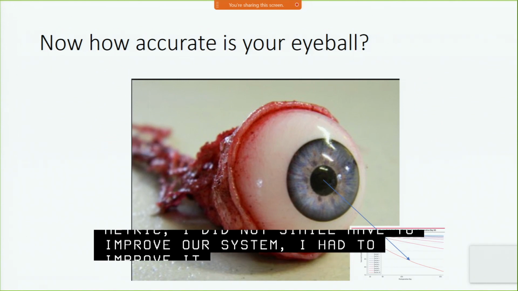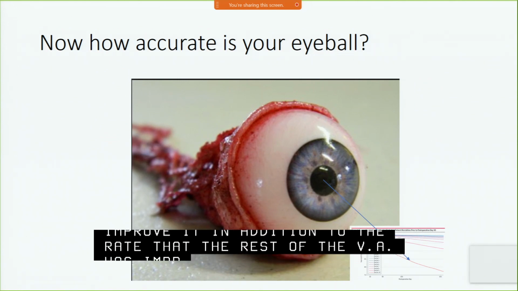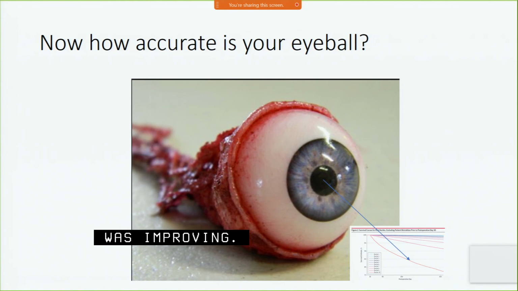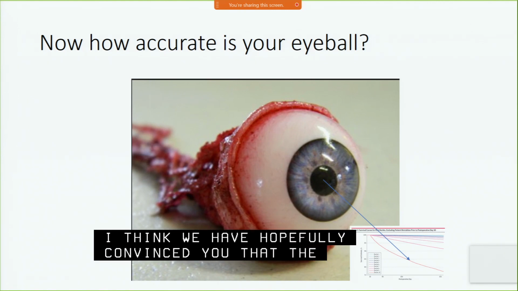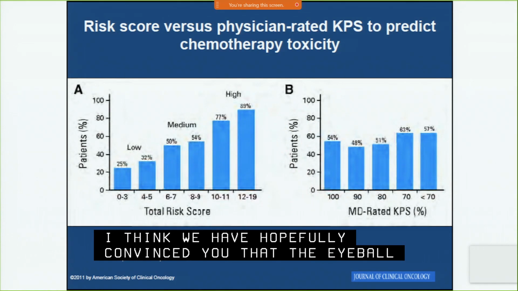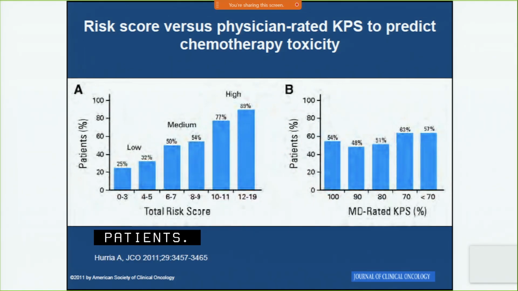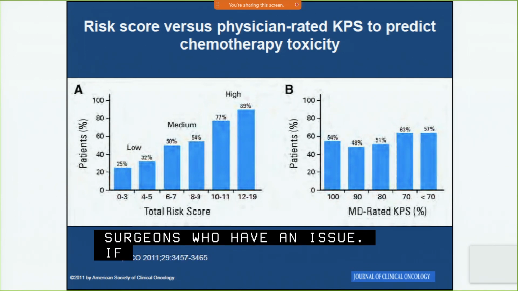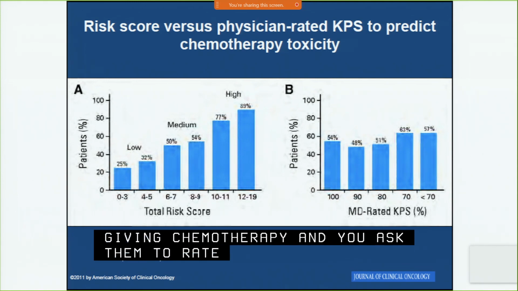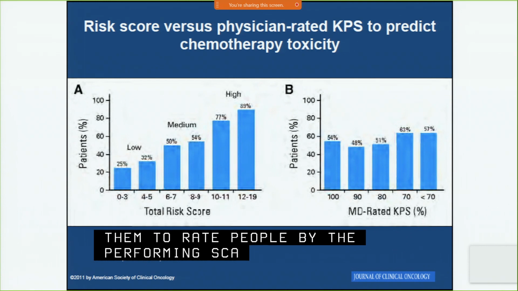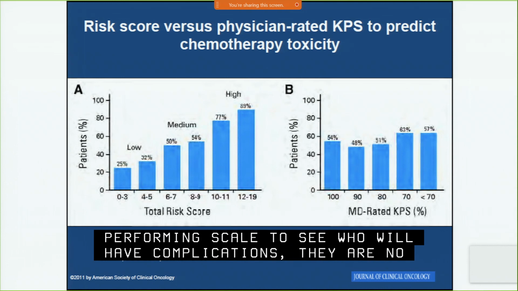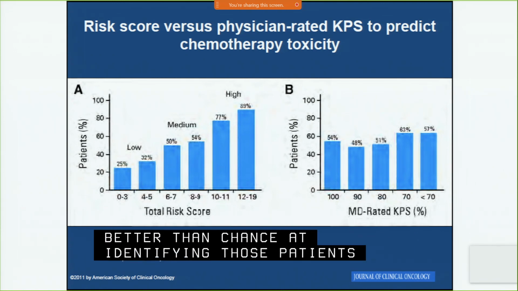Now, I think we've hopefully convinced you that the eyeball is not necessarily accurate at identifying that 1 out of 10 patient. However, let me say that it's not just surgeons who have an issue. If you look at oncologists giving chemotherapy and you ask them to rate people by that Karnofsky performance scale to determine who's going to have complications, they are no better than chance at identifying those patients. Yet if you use a standardized frailty assessment tool, it sorts patients out very well.